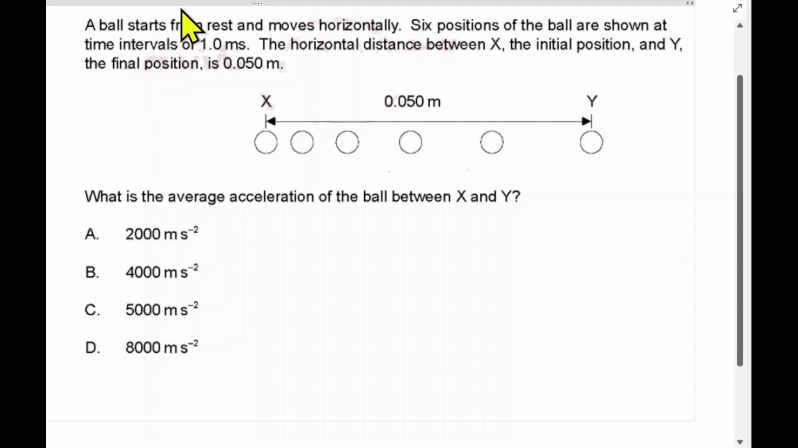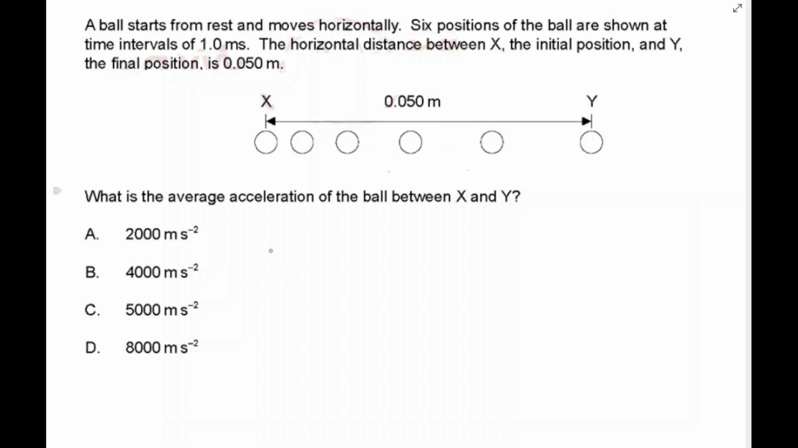We have a ball starting from rest, so the initial speed is 0, and it moves horizontally. 6 positions of the ball are shown at time intervals of 1 millisecond. The horizontal distance between the initial and final positions is given as 0.05. We need to find the average acceleration.